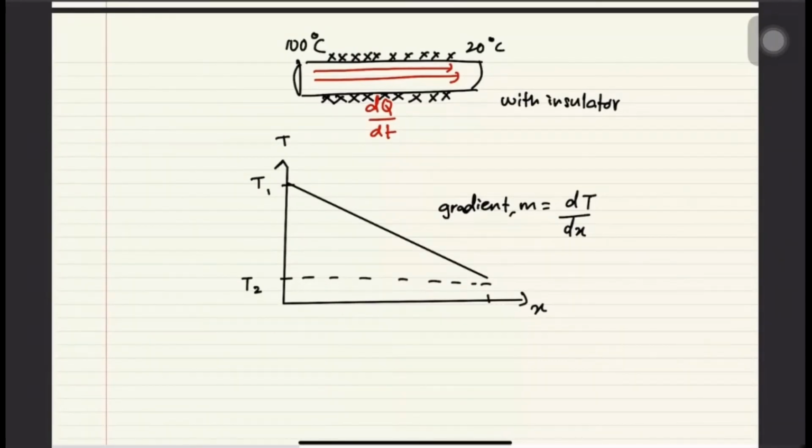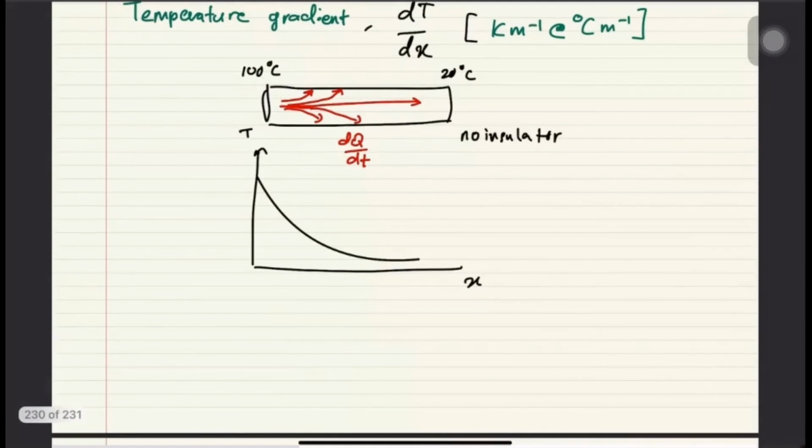Oh, yang no insulator. Okay, no insulator dia curve. Sebab apa dia curve? Sebab kamu ada heat loss. Heat tu lagi banyak hilang dekat kan. So, you have a temperature drop tu tinggi. But then eventually dia level off lah ke ujung tu. So, sini T1. Ini masih lagi T2. Okay tak? Okay, sir.